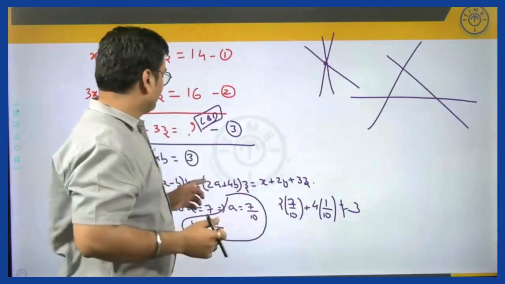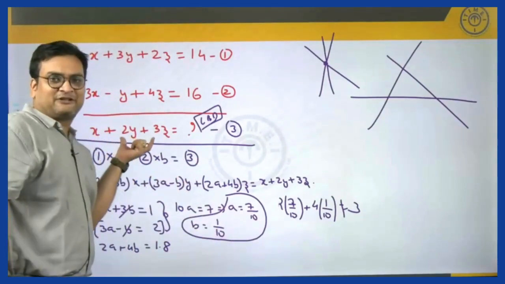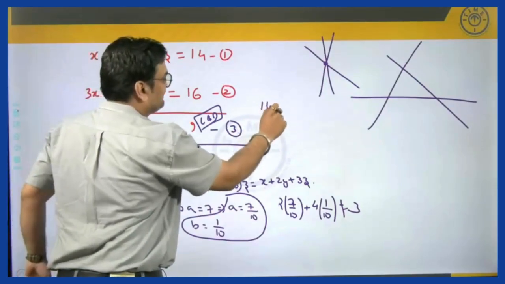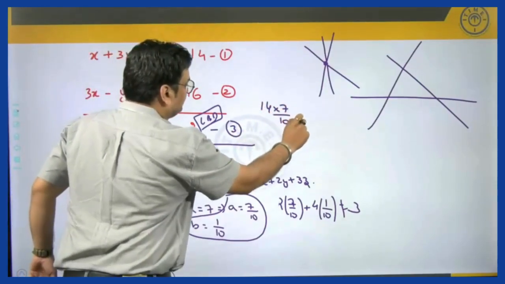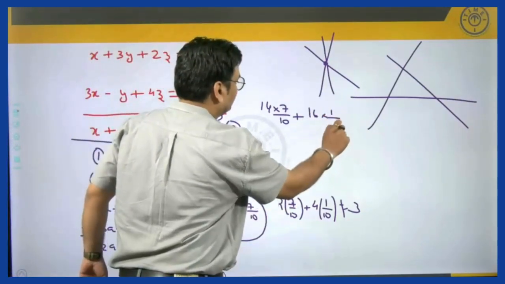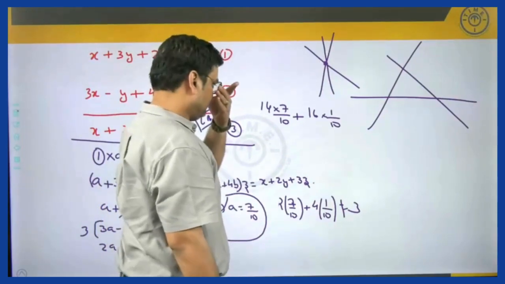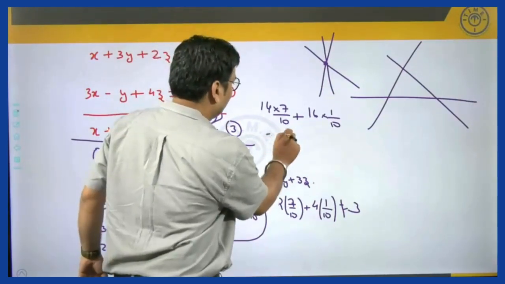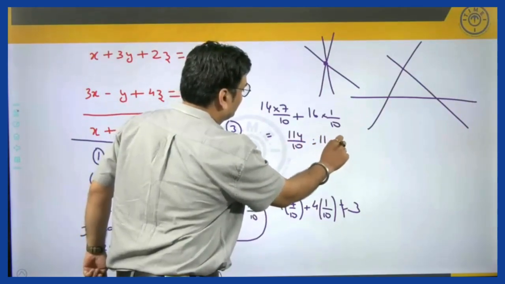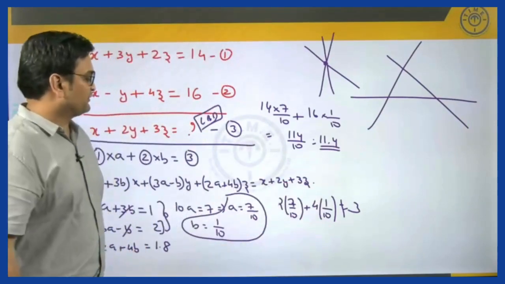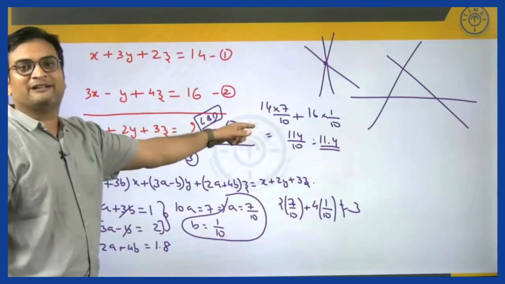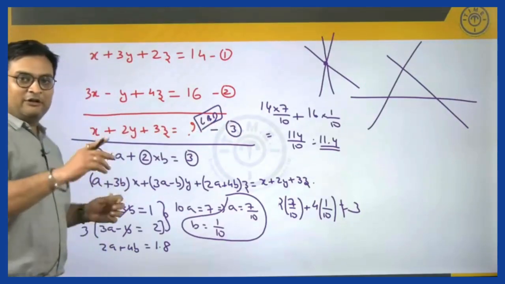Now, if they have a common solution, then we can definitely get the value of this expression as the first equation multiplied by a, which is 7 by 10, 14 into 7 by 10, plus the second equation multiplied by b, which is 1 by 10, 16 into 1 by 10. Right? Now, when you simplify this, 98 and 16, 114 by 10 will make it 11.4. So we'll get the value of this particular expression out here if you do it like this. I hope the point is clear.